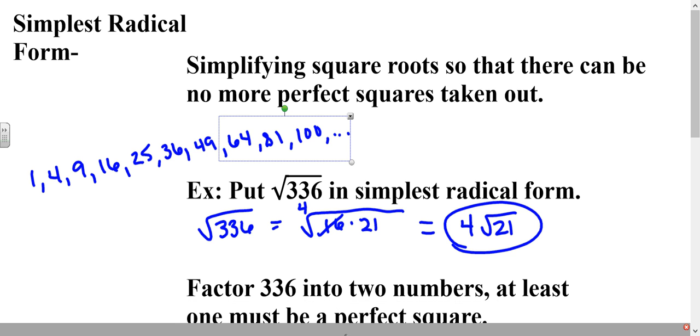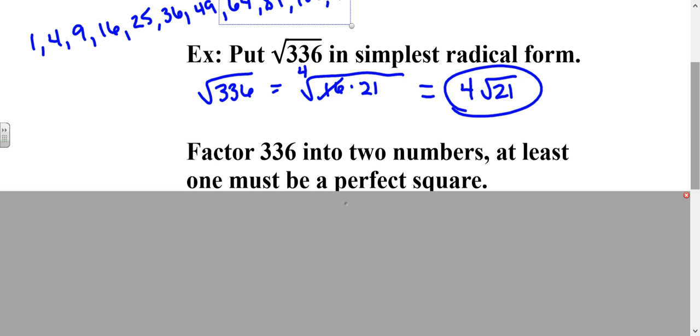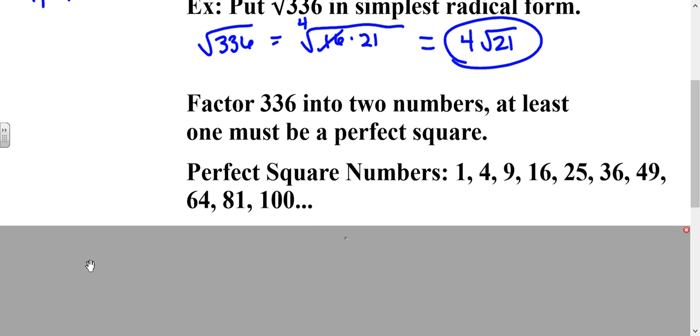All right. Just to recap, you have to factor 336 into 2 numbers, and one of those numbers has to be a perfect square. You can't just choose 2 random numbers that multiply to be 336. You have to choose a number off your list of perfect squares. Okay? And here again are the perfect squares from 1 to 100.